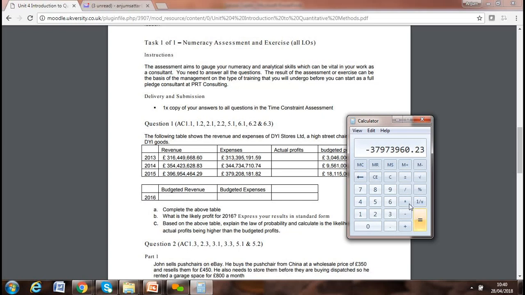So I can divide on the base year. Always we divide on the base year. The base year was 2013. So with 2013 as the base year, I divide the change by 316,449,668, times by 100 if I need a percentage. That gives me around 1.19, which is around 20%. You getting me?